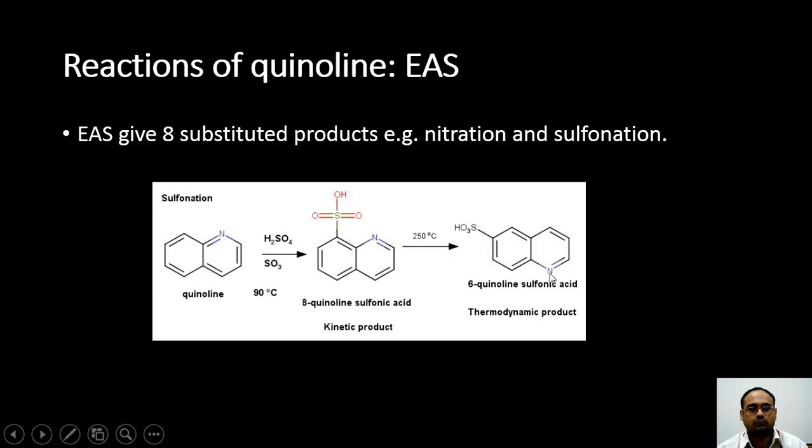So here we can number 1, 2, 3, 4, 5 and 6. Therefore this compound is known as 6-quinoline sulfonic acid, and it is a thermodynamic product because it forms when the reaction mixture is allowed to equilibrate. Under kinetic conditions the reaction is not equilibrated. At low temperatures whatever energy is available is used to form products. Such products are known as kinetic products, but when you supply a lot of time and energy, the products that are formed are known as thermodynamic products.